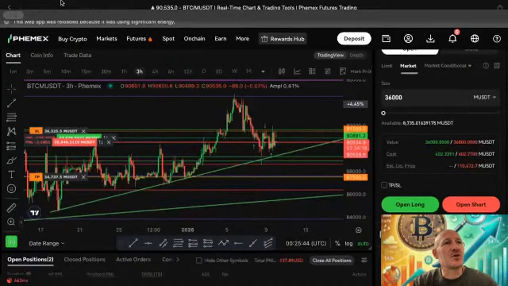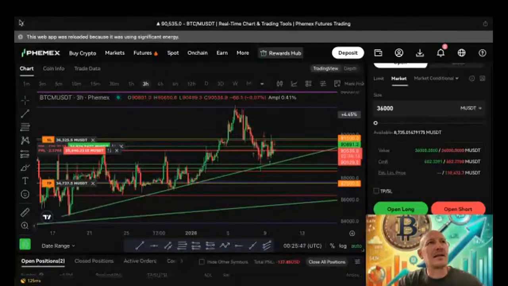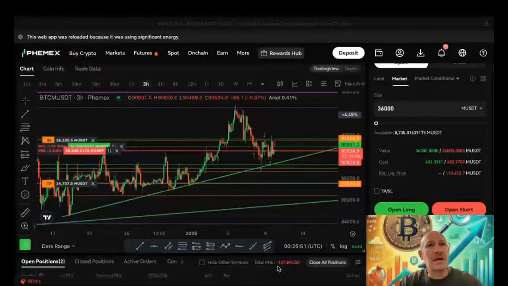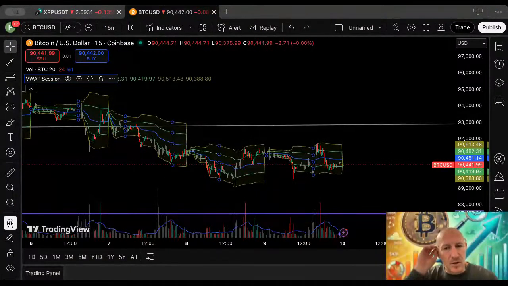So let's go back to TradingView. TradingView is where I like to chart, where I have all my indicators and where I base my decisions on if I need to go to FVGs and enter a trade or not.